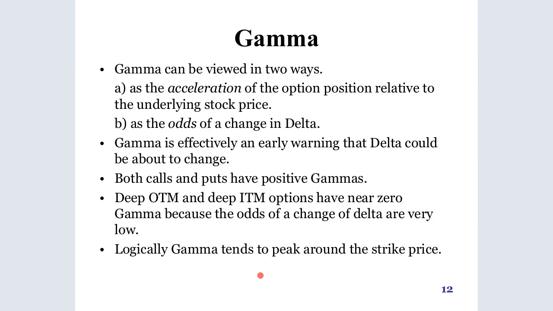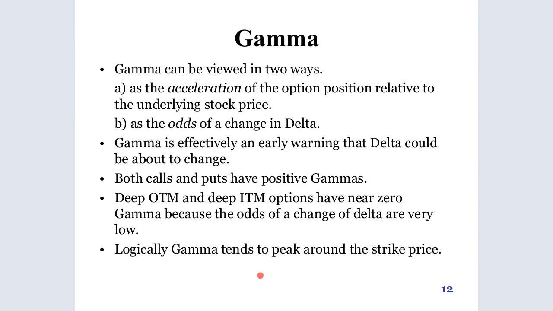You can look at gamma in two ways. It is an acceleration of the option position with respect to the underlying stock price, or essentially the change in the delta. In some way, gamma works as an early warning system that delta is about to change. Interestingly, both put and call have positive gammas. Gamma cannot be negative. And deep out of the money and deep in the money options have near zero gamma, because the likelihood of the delta changing is very, very low.